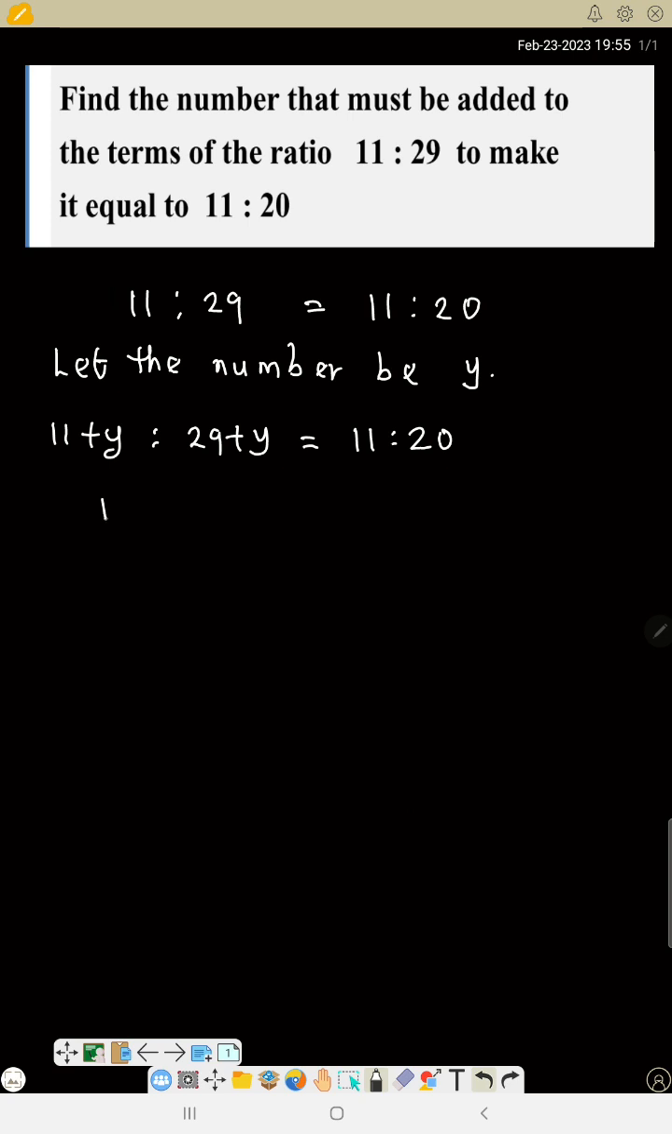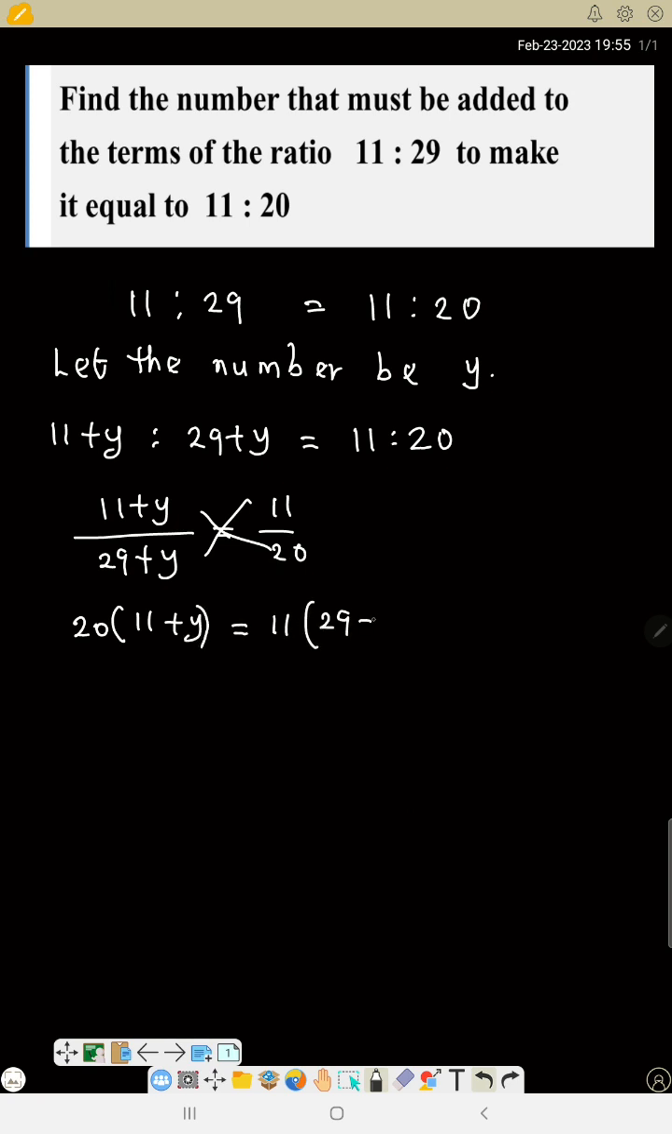So now this is the same thing as 11 plus y divided by 29 plus y, based on our ratio means divide, is equal to 11 divided by 20. So from here we can find y, so we cross multiply. So that will be 20 into bracket 11 plus y, then is equal to 11 into bracket 29 plus y.